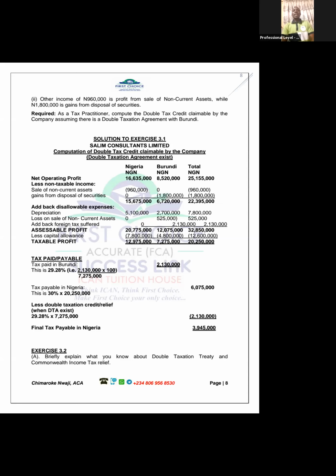So when we remove capital allowance from assessable profit, your tax knowledge shows you that it's going to give you your taxable profit. We call it taxable profit, we call it chargeable profit, we call it total profit. And you can see on the screen here that Nigeria alone is having 12,975,000. Burundi alone is having 7,275,000. And the total, which is claimable in Nigeria, is 20,250.